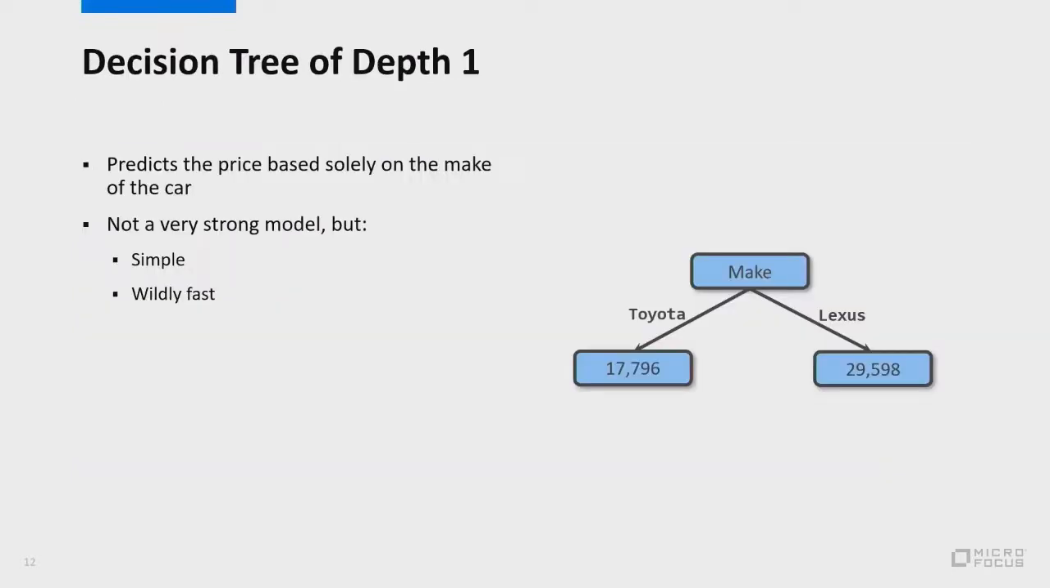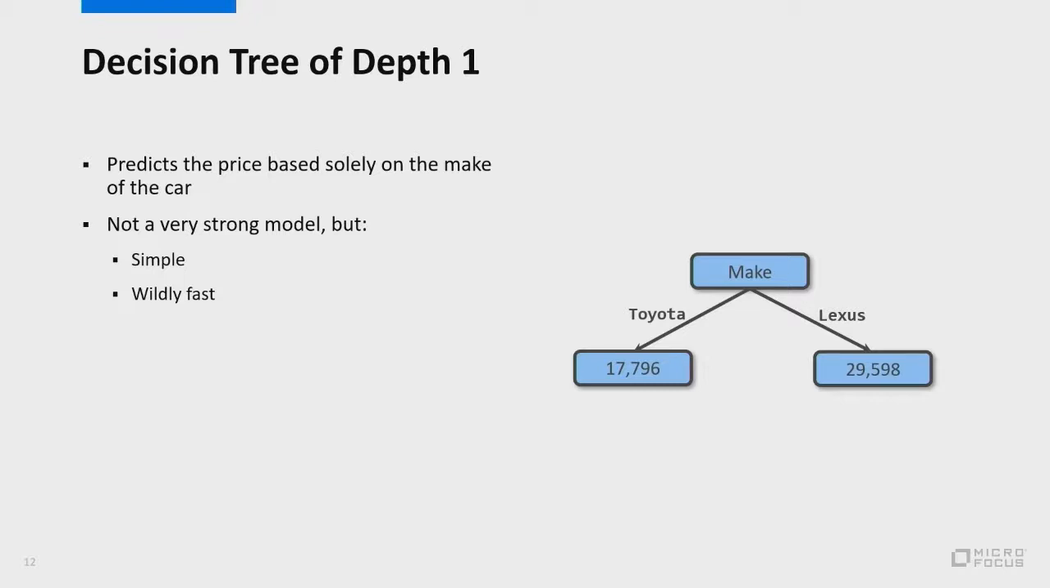And so in fact, this is actually likely the first step that XGBoost would do if given this simple data set. And so it would predict the price for a decision tree of depth 1. It would predict the price just based on the make of the car. Now, this isn't obviously a very strong model because it just takes the average of all the Toyotas and the average of all the Lexuses. But it does offer a somewhat decent result. And more importantly, for our case for now, is that it's simple and that it's very, very fast.